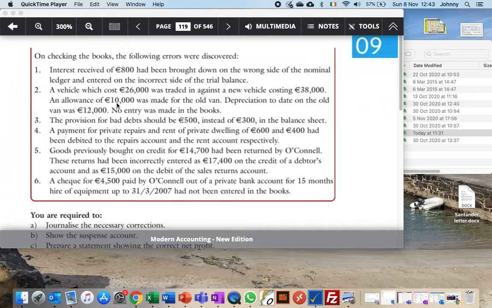But I got 10 grand for it, so I made a loss of 4. So there's 4 grand in the disposal account on the debit side because it's an expense.